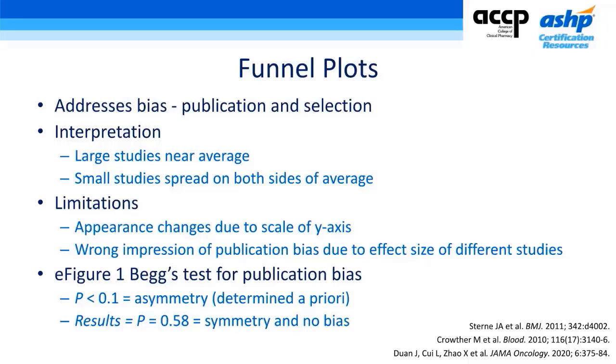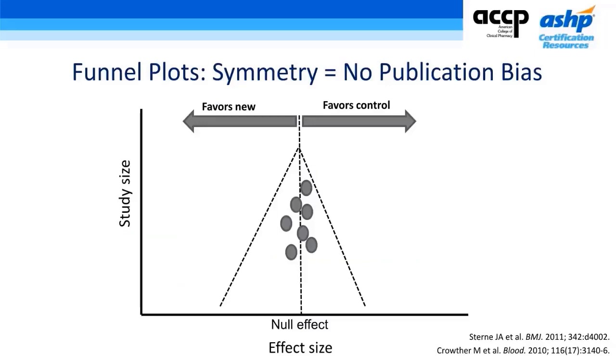And so in the next slide, we will show an example of funnel plots. There are some limitations in using these plots, and E-figure 1 shows the test for publication bias for the particular meta-analysis in our case 3. So as I mentioned, this slide shows the funnel plots and whether there's symmetry or asymmetry.